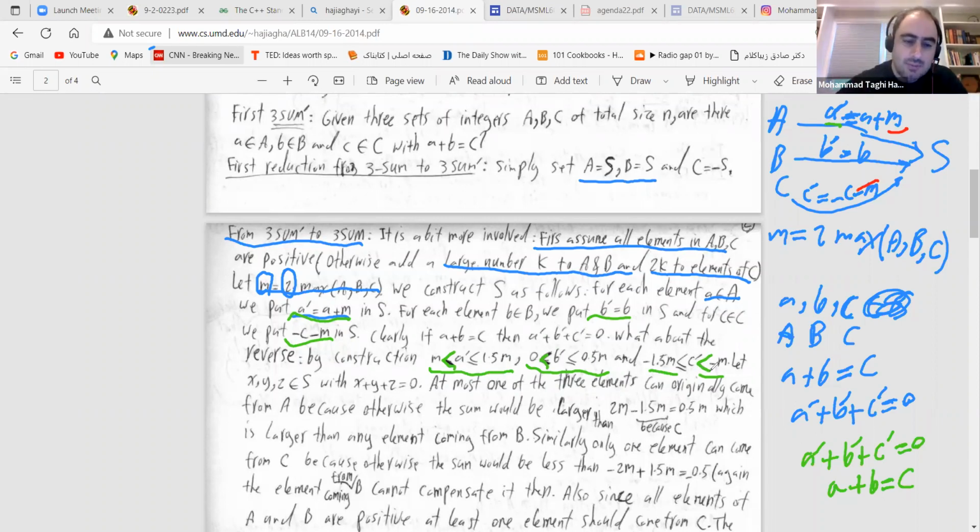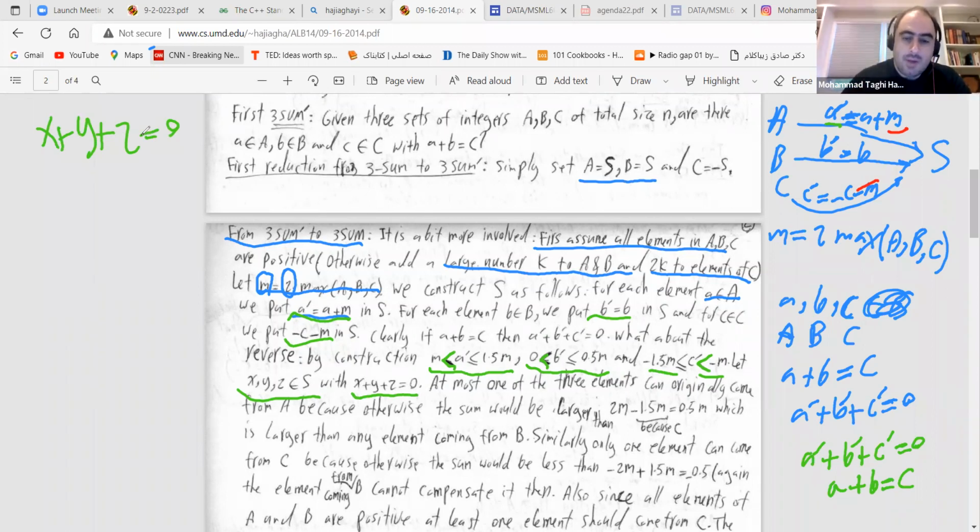Now, let's assume that we don't know these are A prime, B prime, and C prime, but we know that x plus y plus z is equal to 0 for 3 numbers x, y, and z belonging to S. So let's write it here. We know that x plus y plus z is equal to 0.